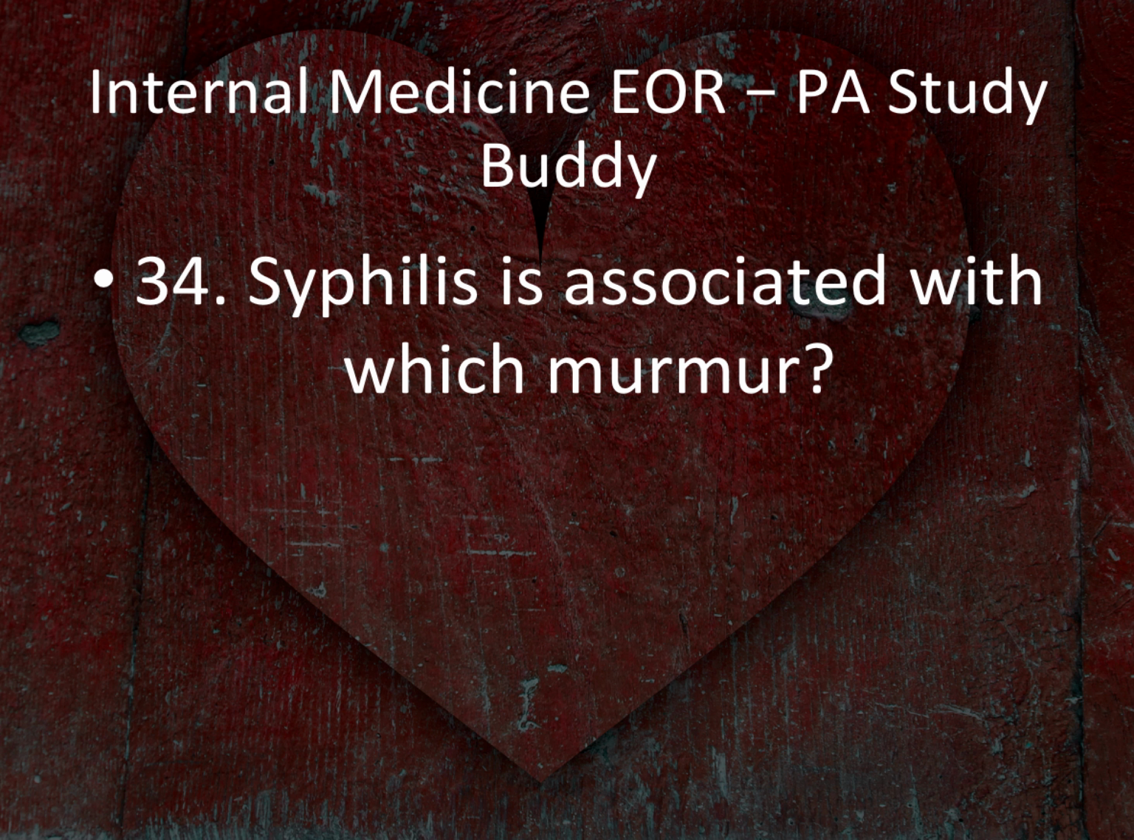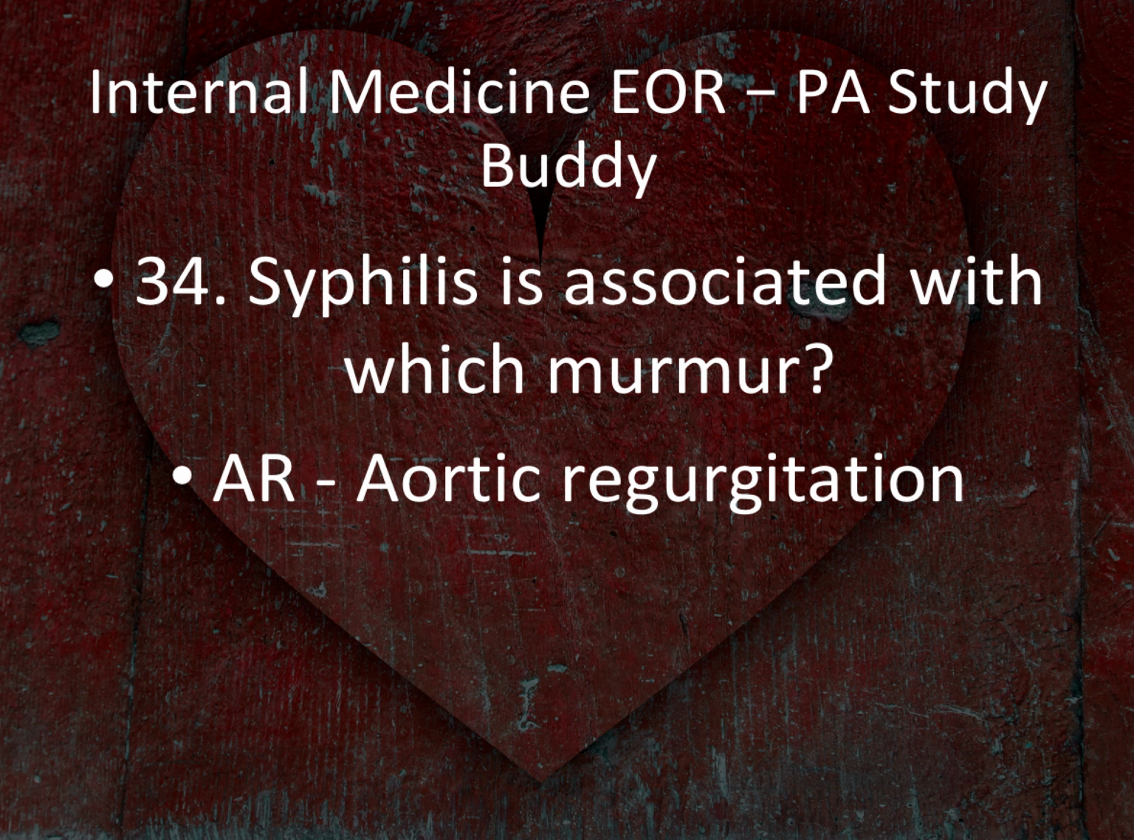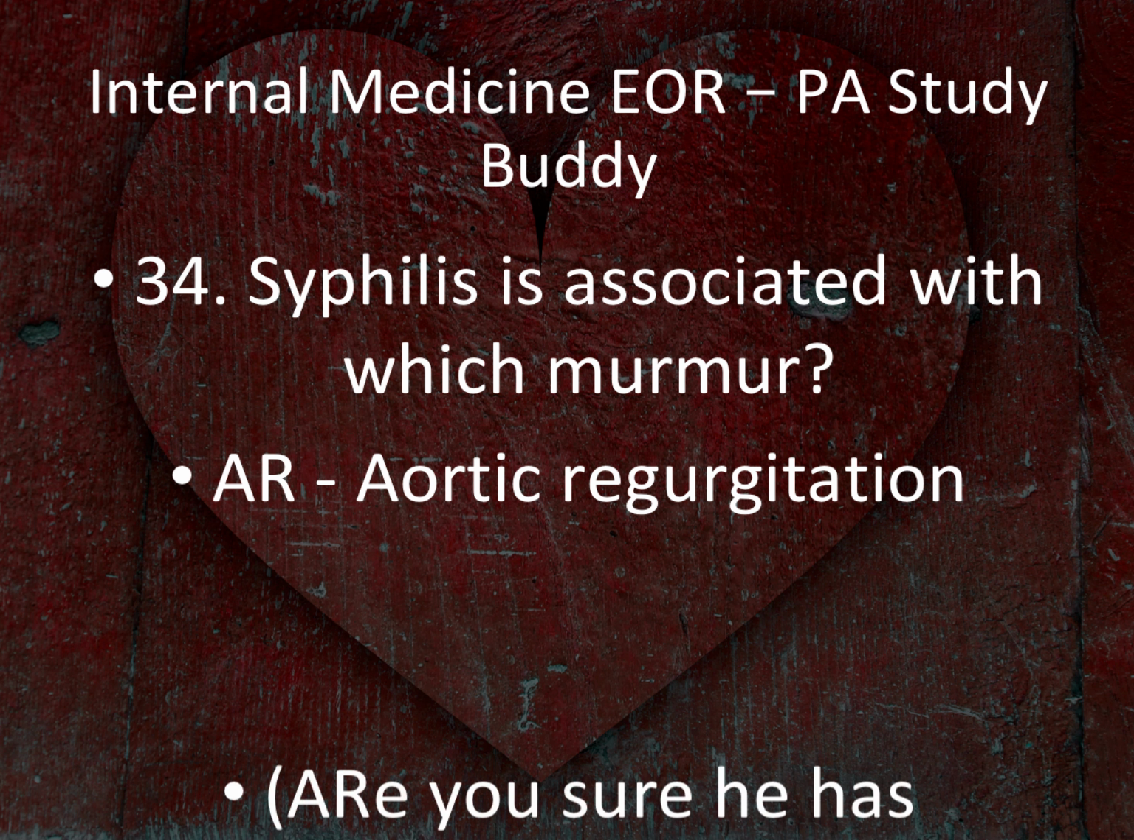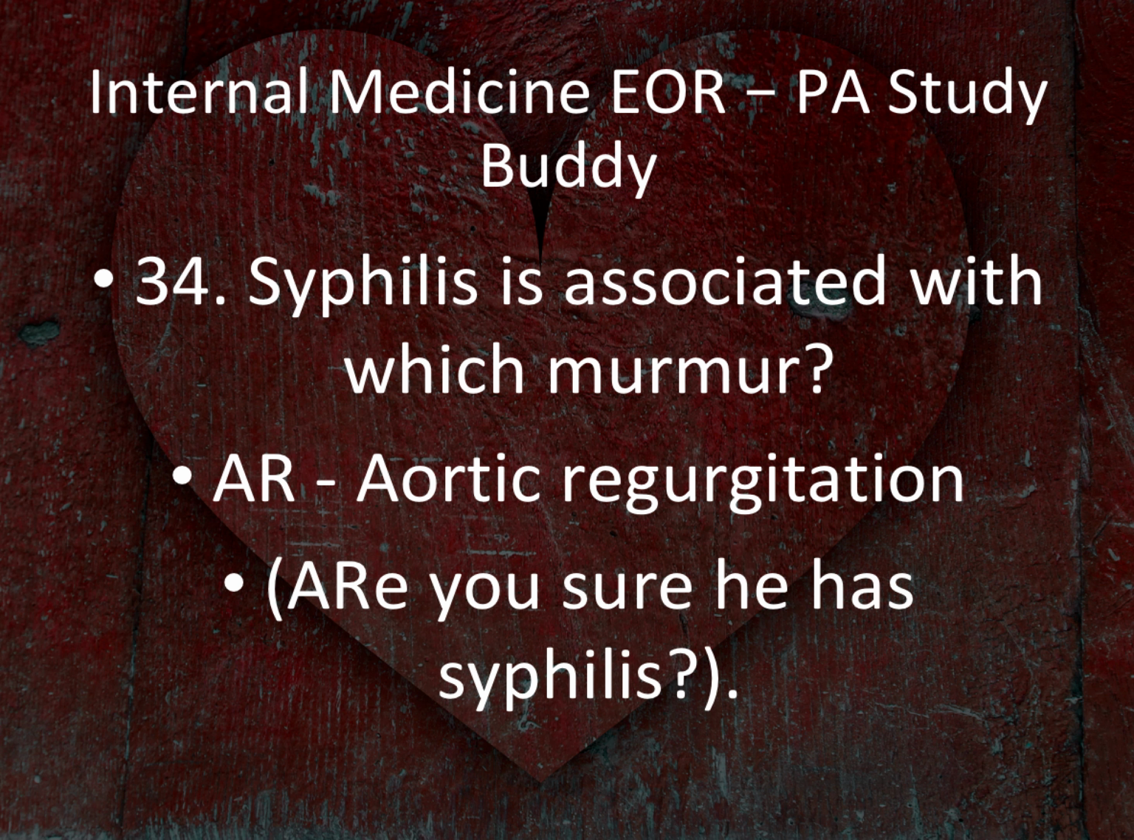Syphilis is associated with which murmur? So they're going to give you a stem where a patient comes in, they have a history of syphilis, and you're going to hear a murmur. They may tell you what the murmur sounds like, they may not, and they're going to ask you which one of these is the most likely one associated with syphilis, and that would be aortic regurgitation. And the way I remember that is, are you sure he has syphilis? When we talk about syphilis, I always ask, are you sure he has syphilis? AR, aortic regurgitation. Are you sure he has syphilis?